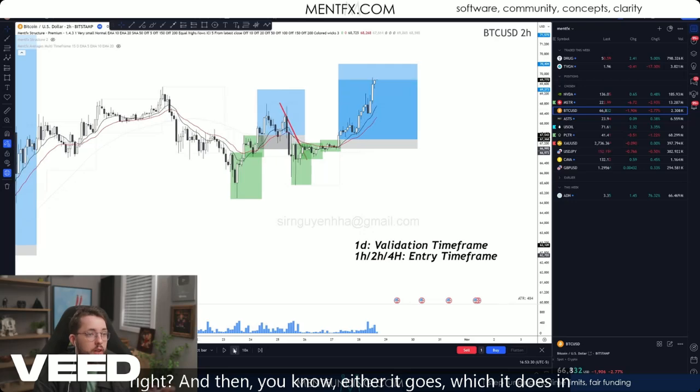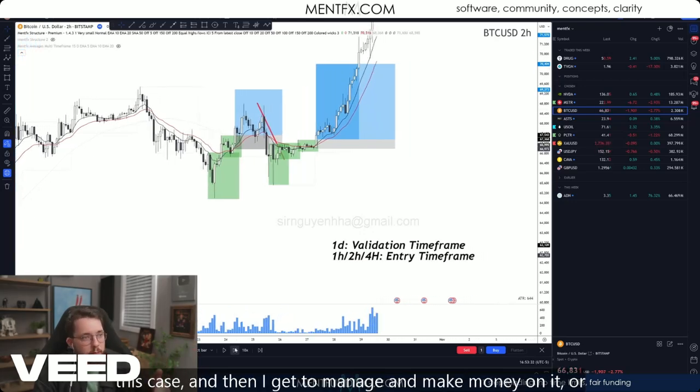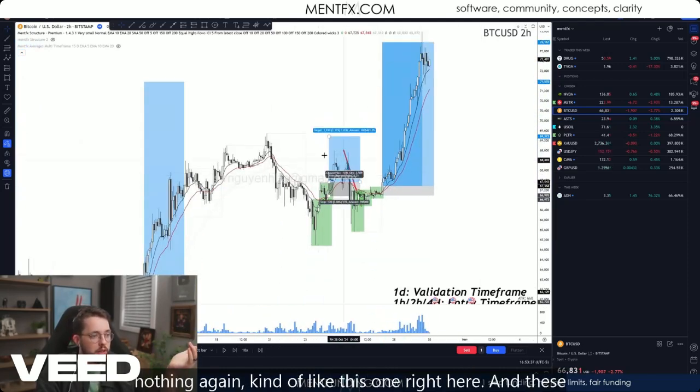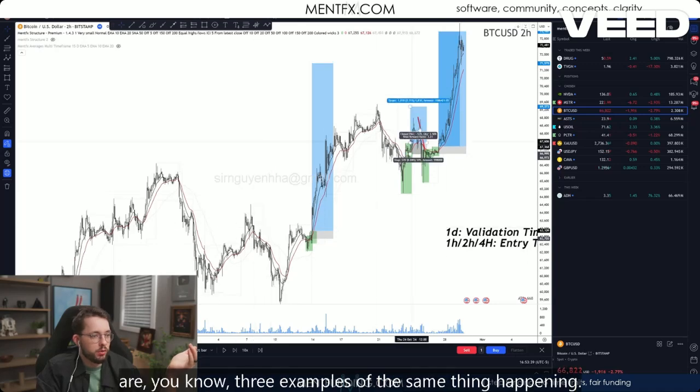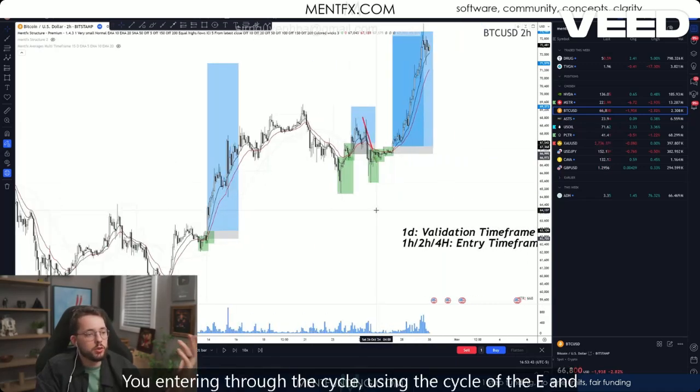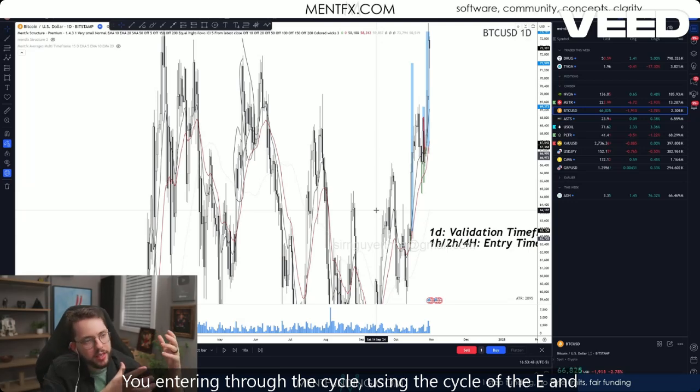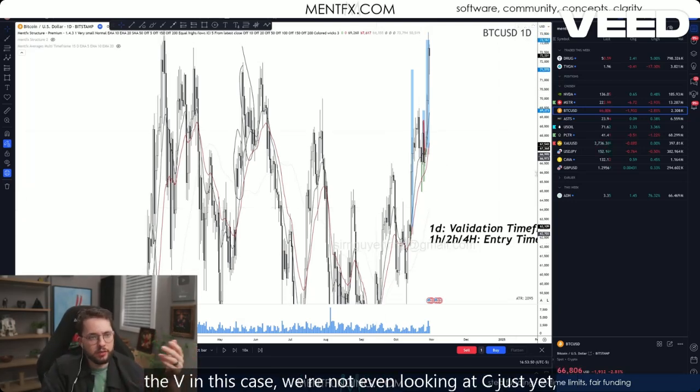And then, either it goes, which it does in this case, and then I get to manage and make money on it, or it doesn't go and I just get to sit on the sidelines and do nothing again, kind of like this one right here. And these are three examples of the same thing happening. You entering through the cycle using the cycle of the E and the V in this case. We're not even looking at C just yet.